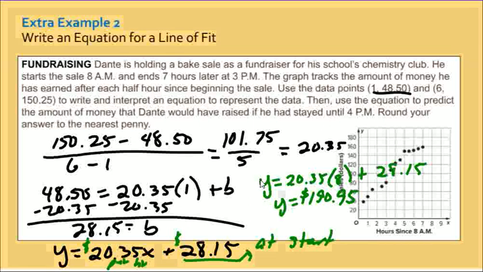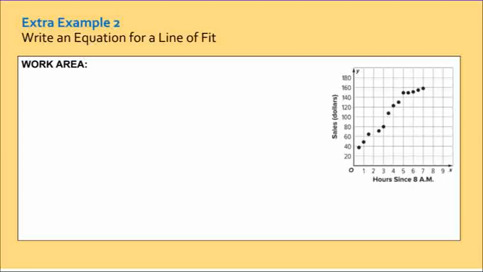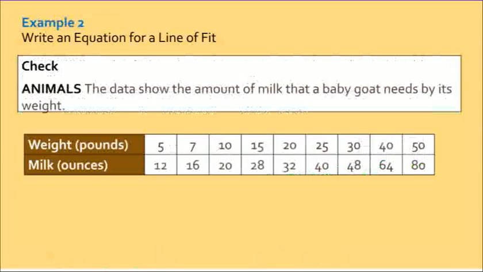So at the start of the bake sale, he started with $28.15 and then he earned $20.35 for every hour that he worked. And here is just more workspace if you needed more workspace on that one. For that one, I didn't use it because I used everything on this slide.